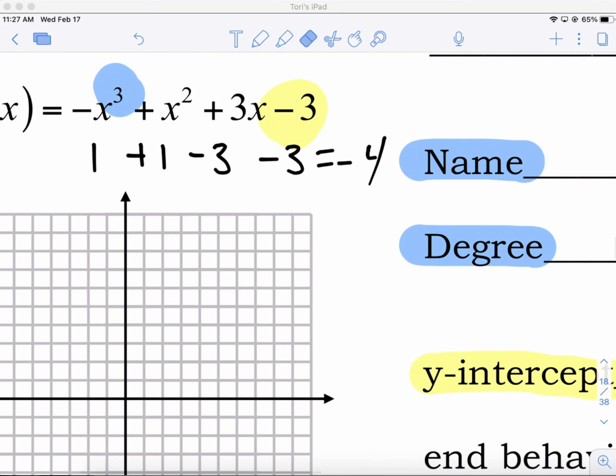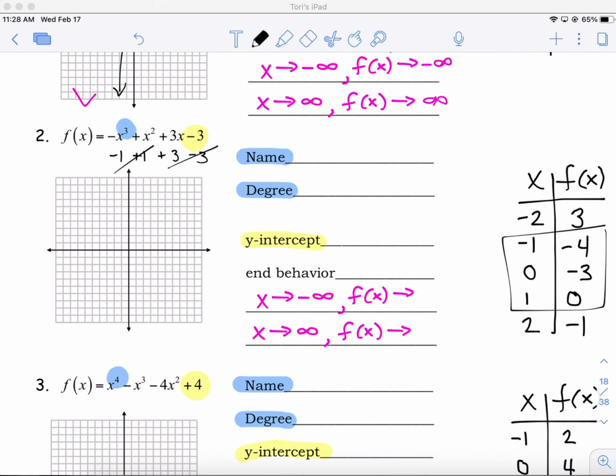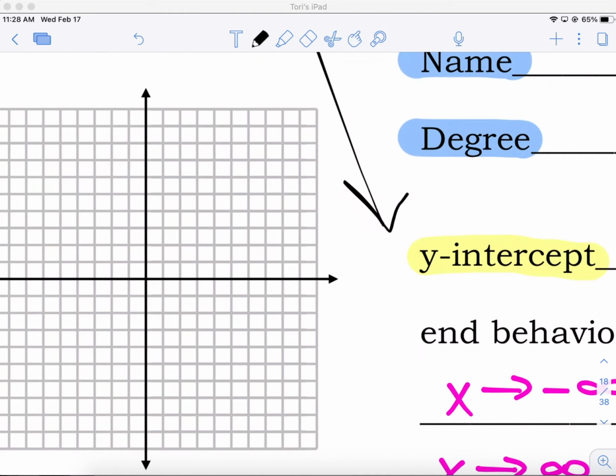Okay, if I did +1, this is going to give me -1, +1. I can just use the coefficients. +3, -3. All right, these cancel, so that means that 1 goes to 0. I can get my 0 from my y-intercept. Remember that that is just matching up with this. 0, -3. Let's go ahead and map those out. So -1, -4, 0, -3, and 1, 0.